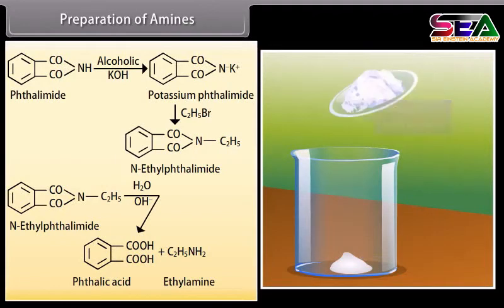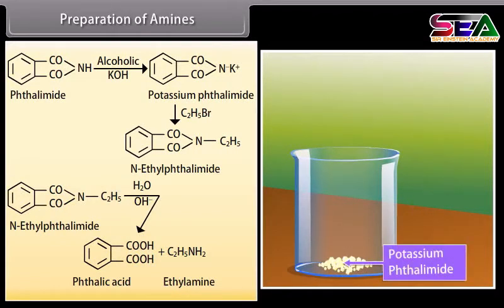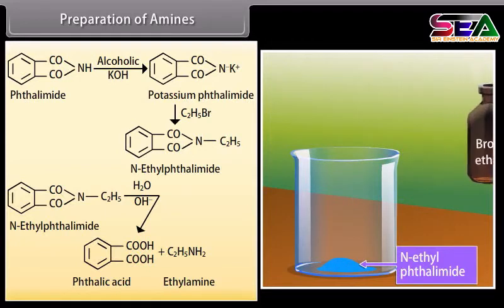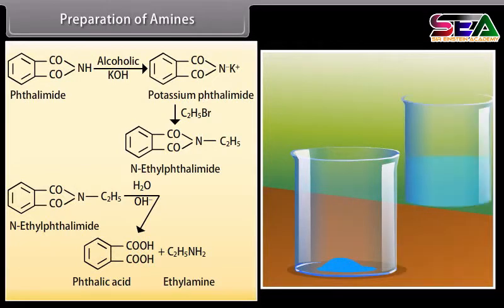Phthalimide reacts with alcoholic KOH to get potassium phthalimide, which reacts with bromoethane to form N-ethyl phthalimide, which on basic hydrolysis gives ethylamine and phthalic acid.